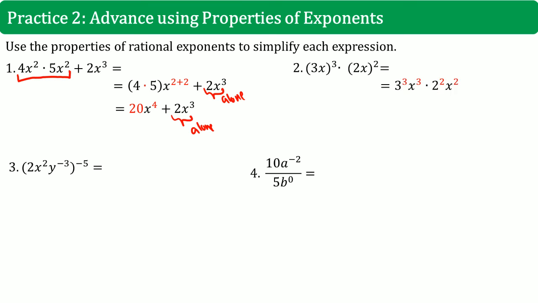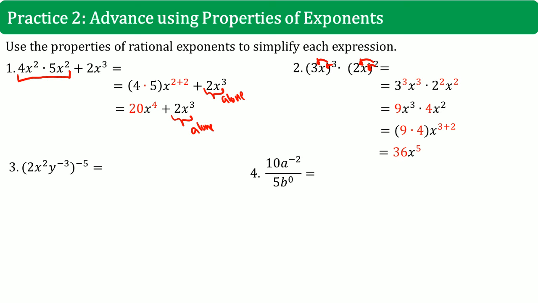Number 2. We distribute this inside here to become x to the 3rd power, and the 3rd power distributes to the x. Same thing here. The 2 distributes to the 2, and the 2 gets distributed to the x. 3 squared becomes 9. X cubed, just x cubed. 2 squared becomes 4, and you have an x squared here. These two can still combine. 9 times 4, and we can add the exponents. So you get 36 from 9 times 4, and x to the third power plus 2 is x to the 5th power.